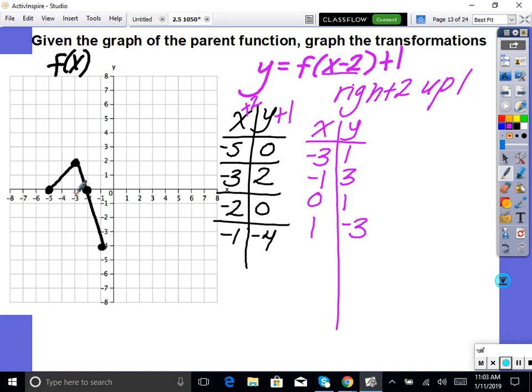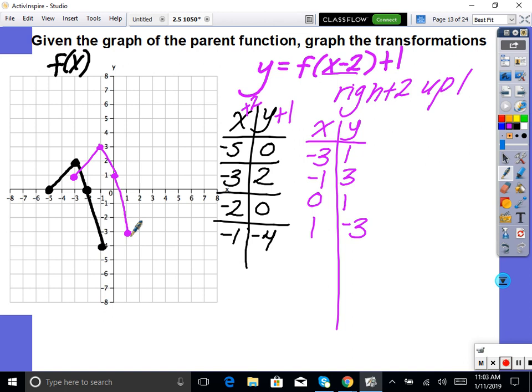So negative 3 up 1 unit will then connect from negative 1 up to 3. Then it will connect from 0 up 1. And then will be from over 1 down 3 units. And you see how it's just been shifted now.